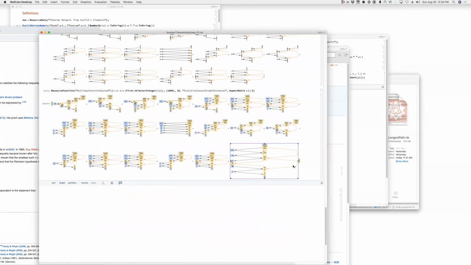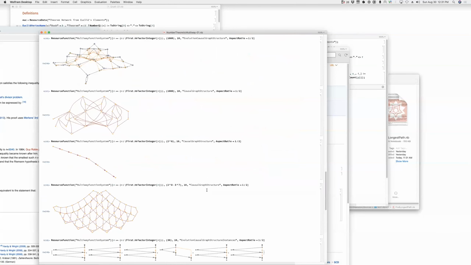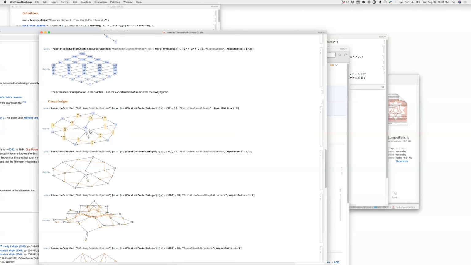What is the interpretation of the causal edges? I don't have a good answer. Let me think about that for a second. The ordinary edges are dividing by divisors. The causal edges are connecting... what are they doing? Let's look back at this example here.